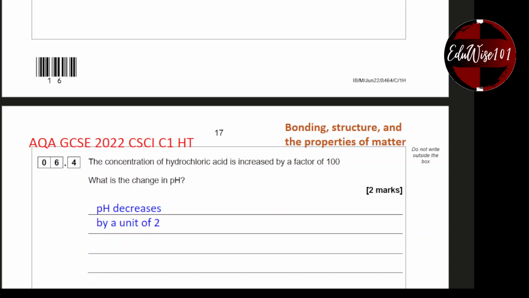The concentration of hydrochloric acid is increased by a factor of 100. What is the change in pH? The pH decreases by a unit of 2. So for example, if it started off with a pH of 3, then it would actually go to a pH of 2. A unit of 2, so that's actually 1.